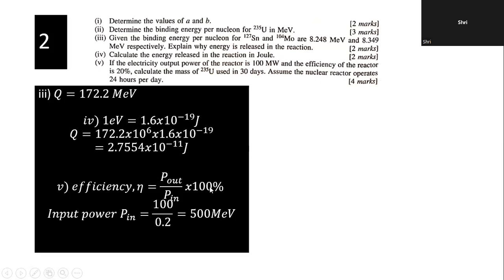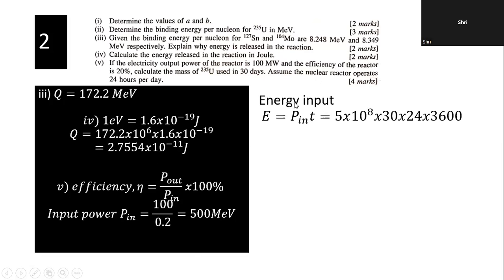Or I can show another step if you want to. I just simplify the step: 20 divided by 100, that's all, I get 0.2. And there's the power output, so I calculate the power input. Then calculate the energy input. Power is energy divided by time, so energy is power times time.